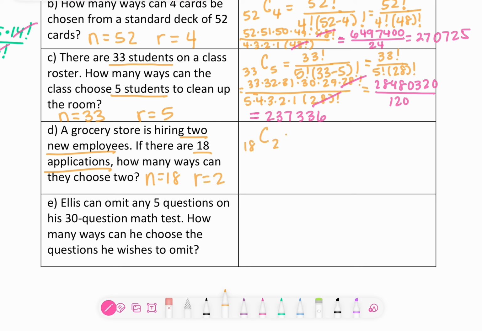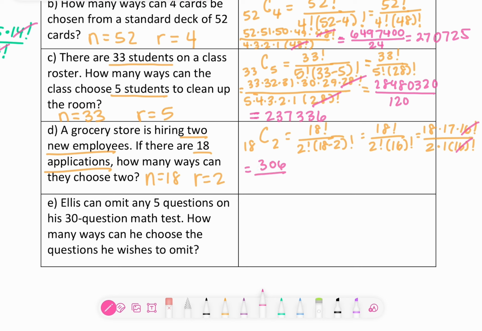So 18 combination 2 is going to be the total factorial over the chosen factorial times the difference factorial. So that's going to be 18 factorial over 2 factorial times 16 factorial. And then it's 18 times 17 times the 16 factorial over 2 times 1, basically, right? Which is just 2 times 16 factorial. So if we simplify, we end up with just 18 times 17, which is 306 over 2. And when we divide that, we end up getting 153. So 153 ways that they can choose 2 people out of the 18 applications.